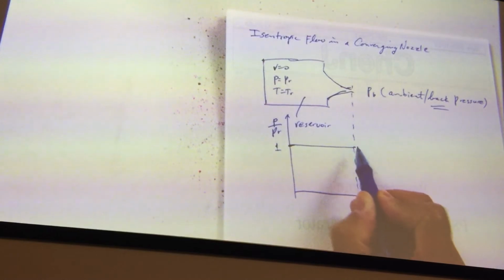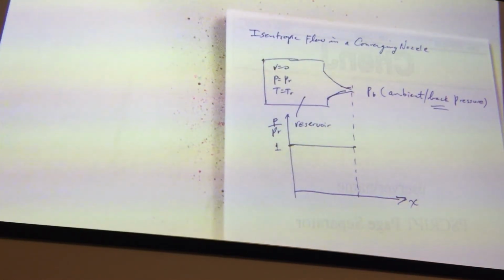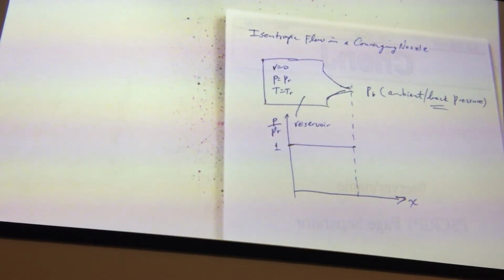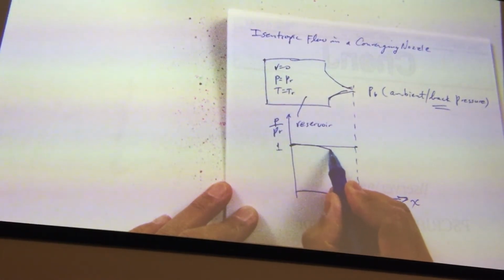Now, if I have the back pressure at the exit, which is the same as your reservoir pressure, that means there will be no flow, right? Because the pressure is the same. There's no driving force for the flow to happen. So then you look at the pressure distribution, it will be more uniform, but there is no flow at all, right?